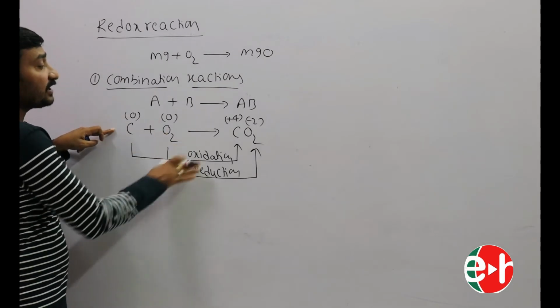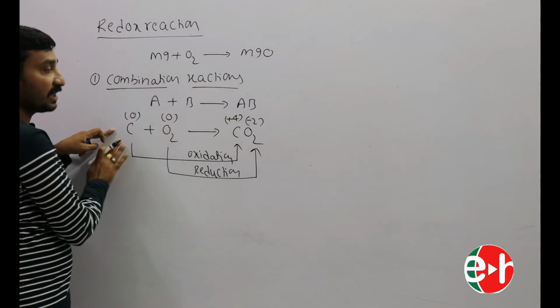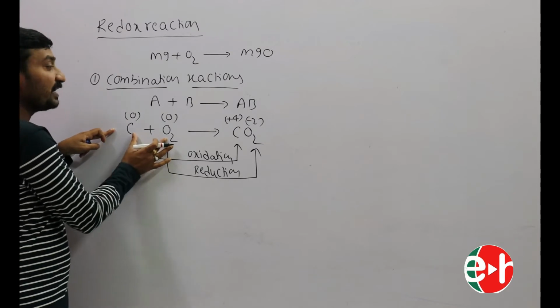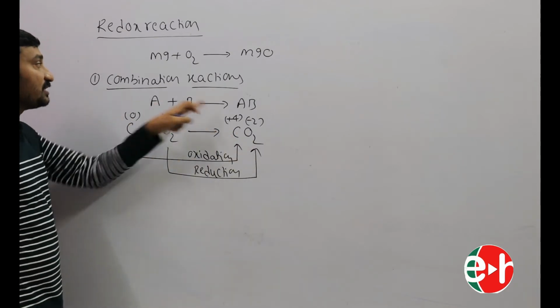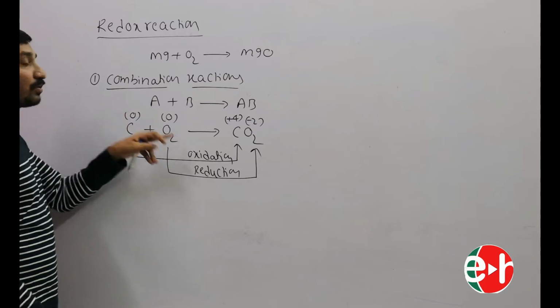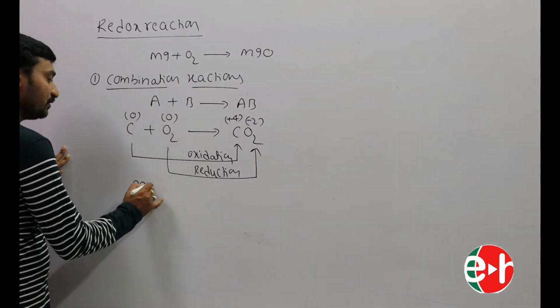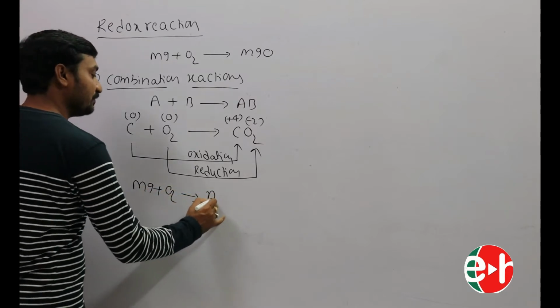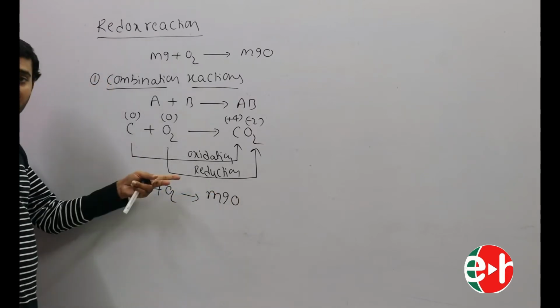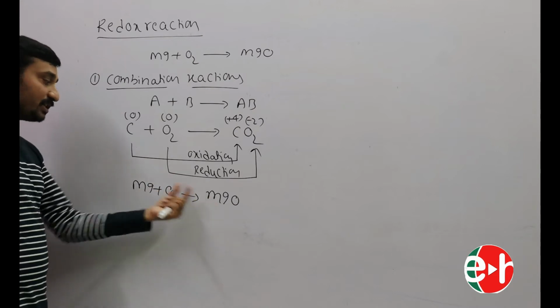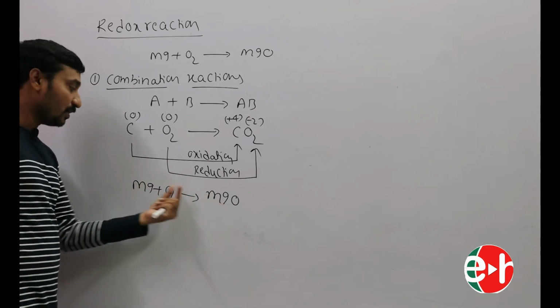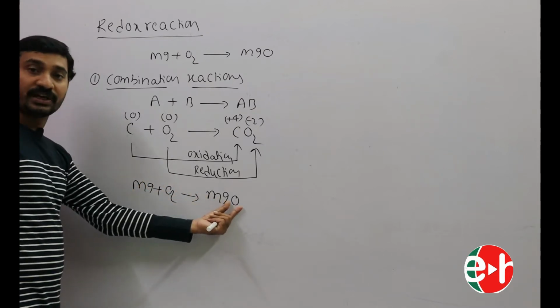In redox reactions, what type of redox reaction is this? Combination reaction, because two elements combine to form a single compound. One element undergoes oxidation, another element undergoes reduction. Okay. One more example: Mg plus O2 gives rise to MgO. This is also a combination reaction. Magnesium undergoes oxidation because Mg goes to Mg2+. O2 goes from 0 to minus 2, reduction.